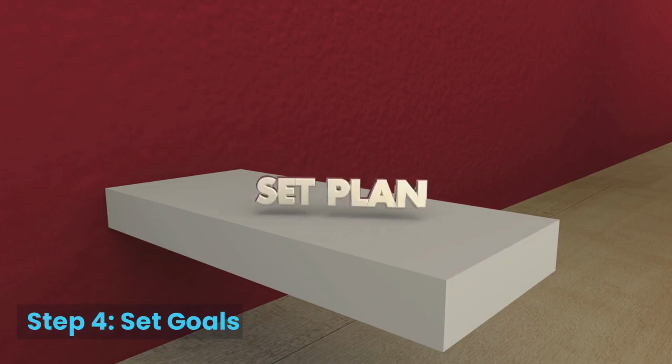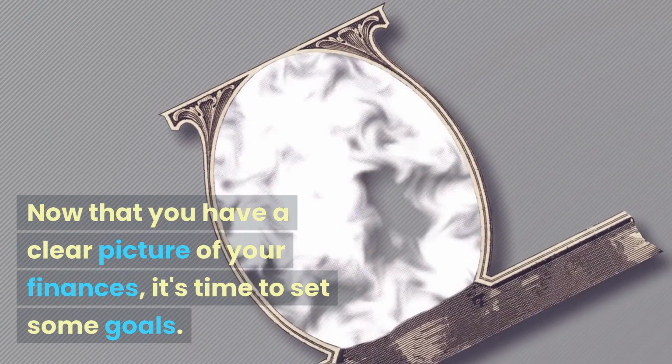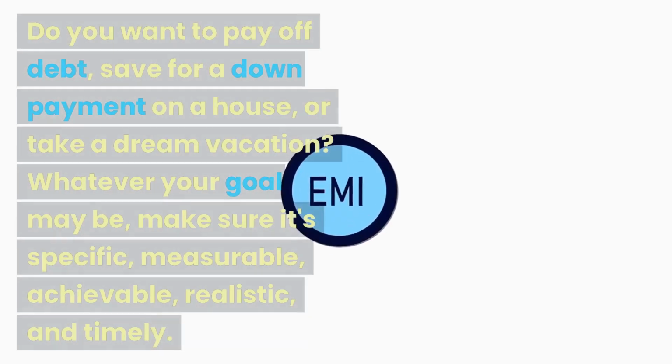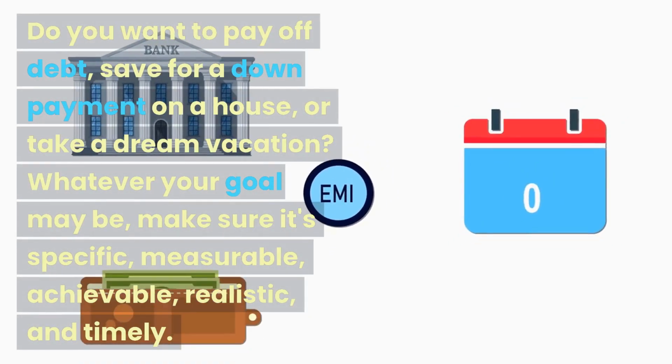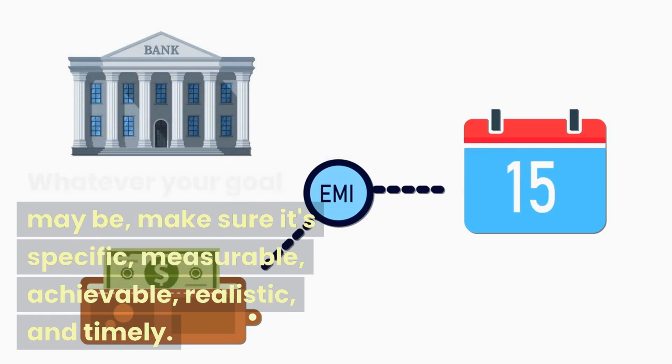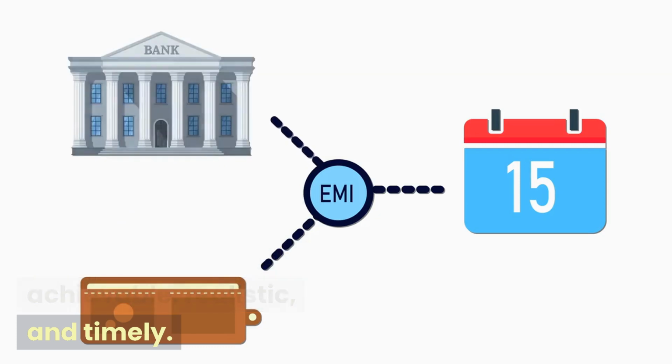Step 4. Set goals. Now that you have a clear picture of your finances, it's time to set some goals. Do you want to pay off debt, save for a down payment on a house, or take a dream vacation? Whatever your goal may be, make sure it's specific, measurable, achievable, realistic, and timely.